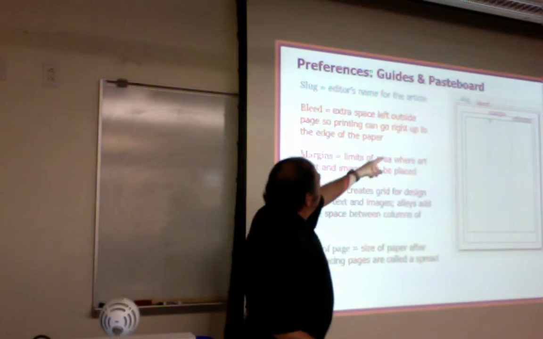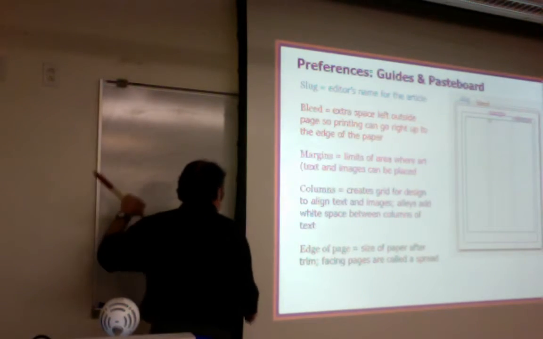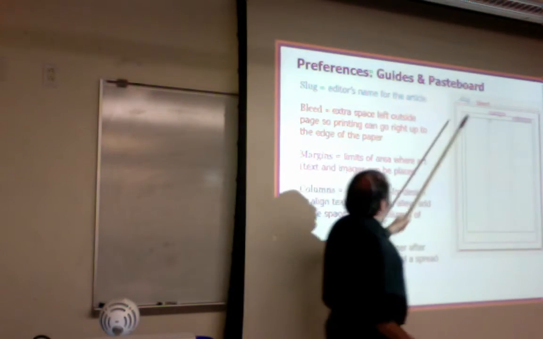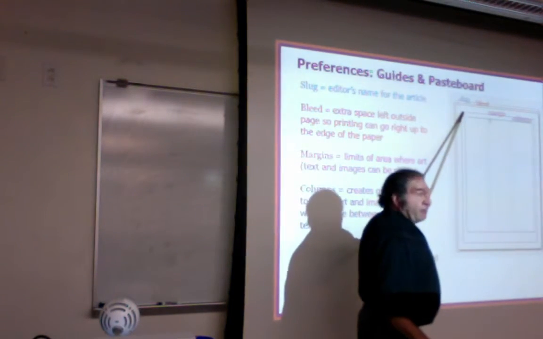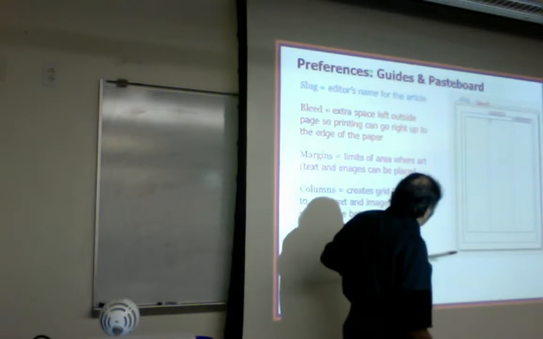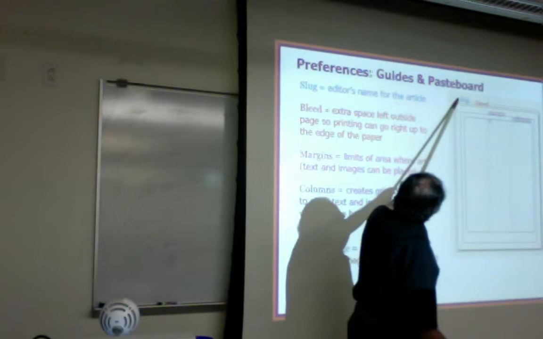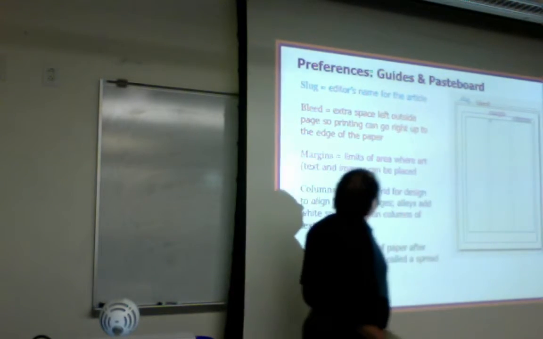The reason that you have a little extra space at the top there is because you don't want to actually print the word prof on the page. So this is off the page. This is the boundary of the page. The black line here is the boundary of the page, and the slug prints outside the boundary of the page.